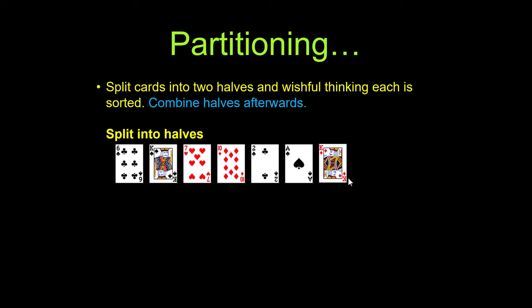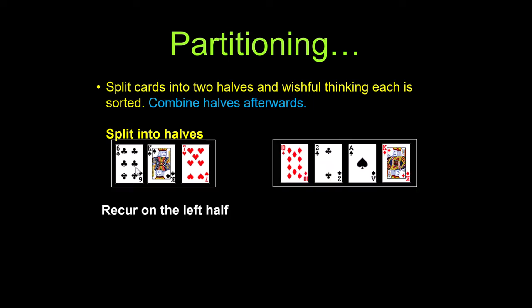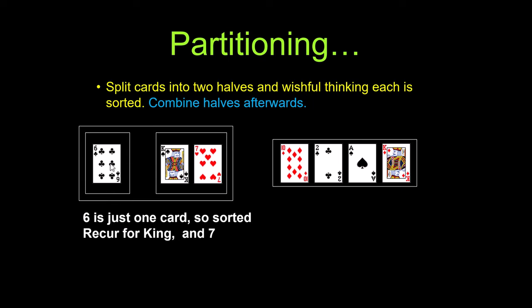There are 7 cards here. We split into two halves. The left has 3 cards and the right has 4 cards. For the 3 cards on the left, we use our wishful thinking that they are sorted. For that, we actually go into a recursion to solve it. So it is partitioned into 1 card, 6, and 2 other cards, king and 7. And 6 itself as a card is sorted.